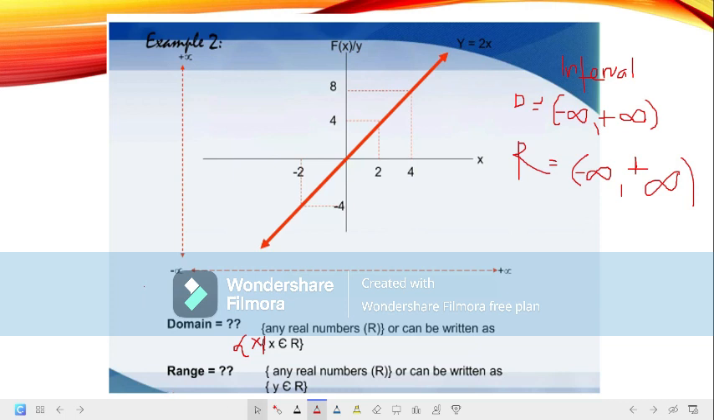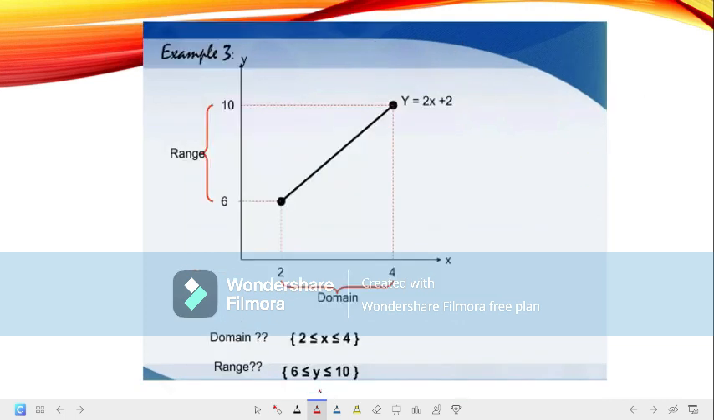And for the range, you have here any real numbers R, or it can be written as the set of all y's such that y is an element of real numbers. Since here we're dealing with domain, the variable is x, but for the range our variable will be y. So you will have the braces here, then you will write y, then we will use the slash, meaning the set of all y's such that y is an element of real numbers. I hope everything is clear so far. Now let's proceed to the next example.